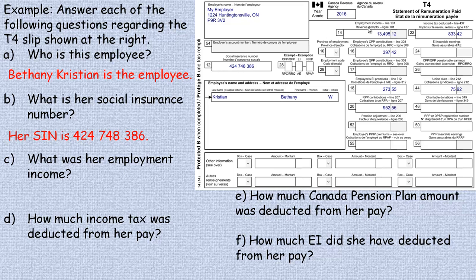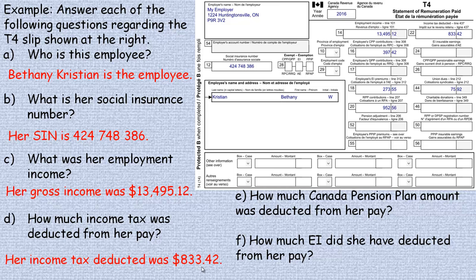What was her employment income? So employment income is this box 14 here. So she made $13,495.12. How much income tax was deducted from her pay? Income tax deducted is what's in box 22. That's $833.42. How much Canada Pension Plan amount was deducted from her pay? So Canada Pension Plan is in box 16 here, the $397.42.